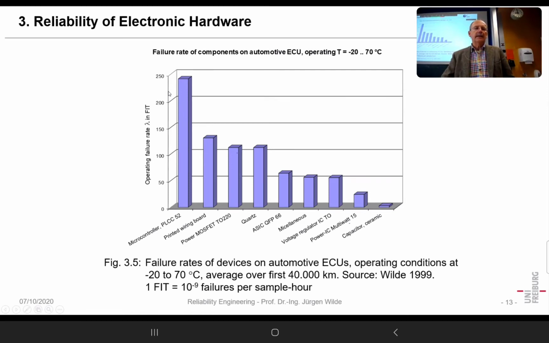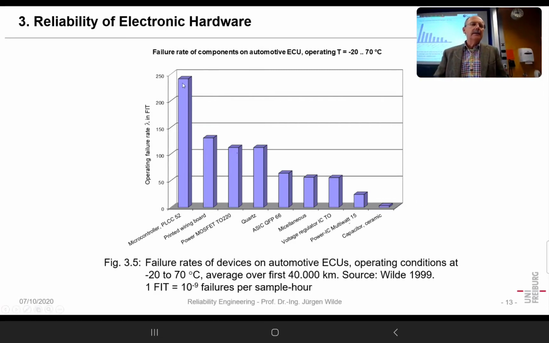And for all of these, I have been computing the failure rate over these 40,000 kilometers. And I assumed, I think, 50 kilometers per hour as an average speed. So, in fact, these failure rates are really failure rates taken from operation of cars which were breaking down within the first 40,000 kilometers of operation.